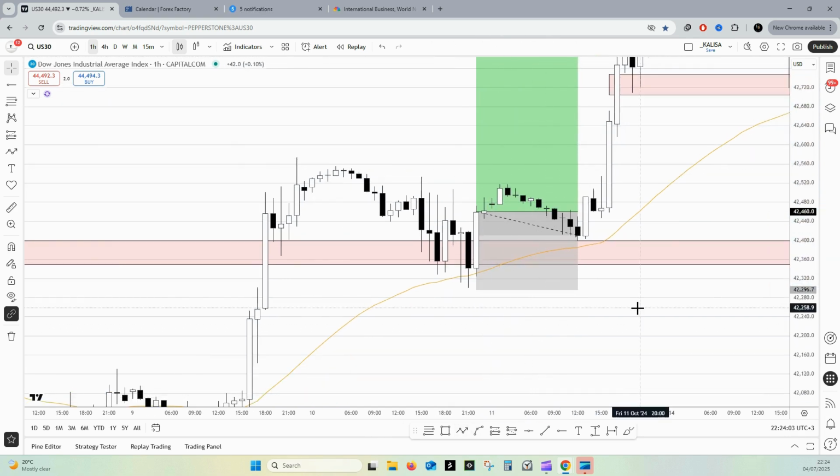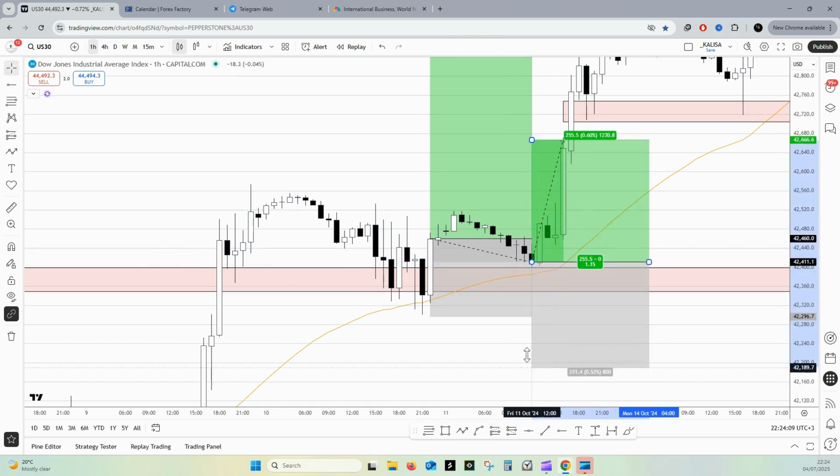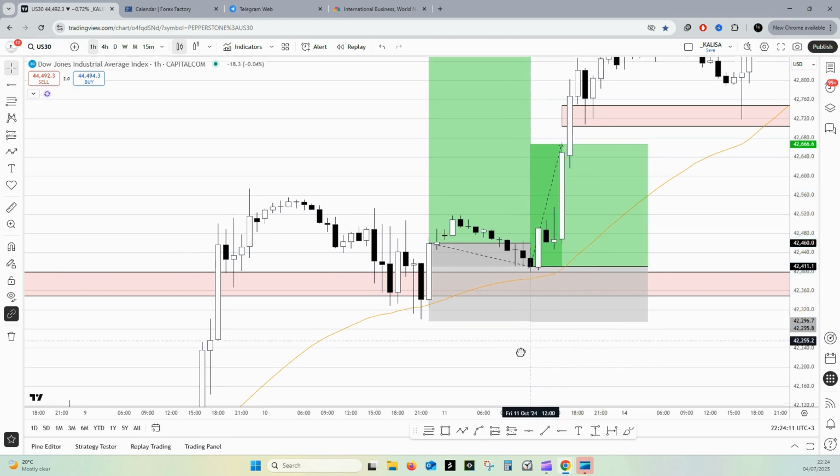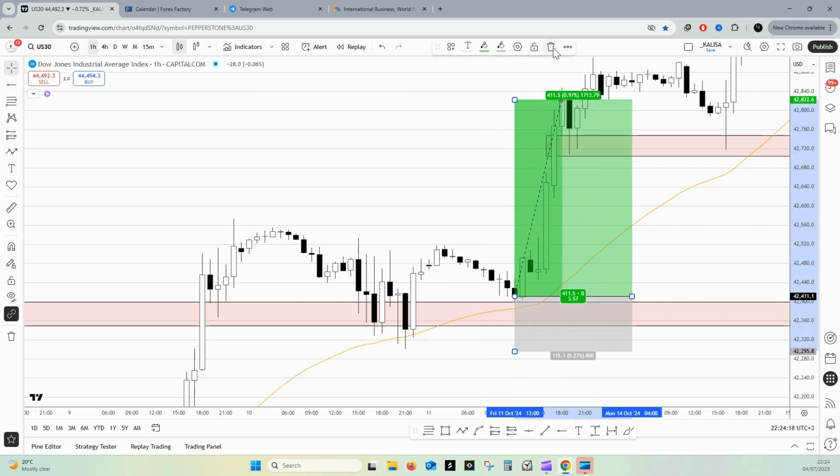There are some more in-depth entries. So, for example, how or when to wait for this entry instead of just taking it right there, which will give you a better risk reward. And then again, you can target the highs or future target levels.